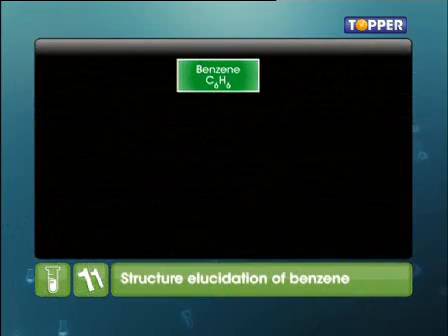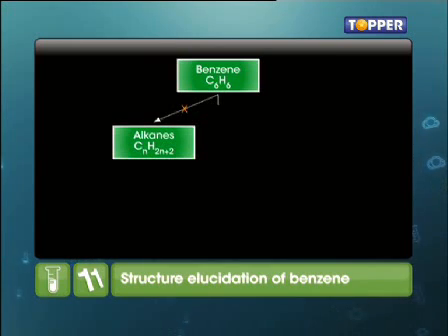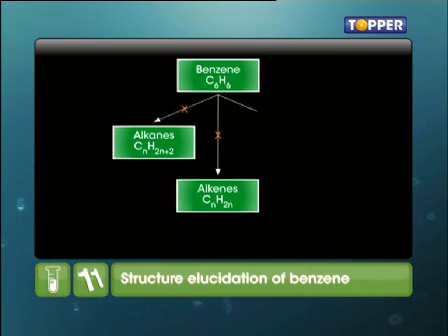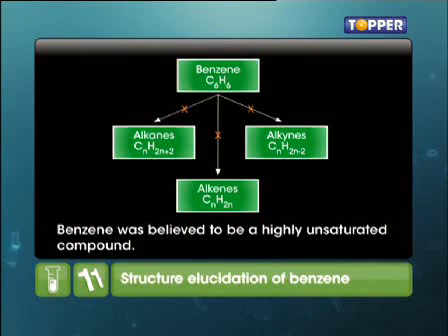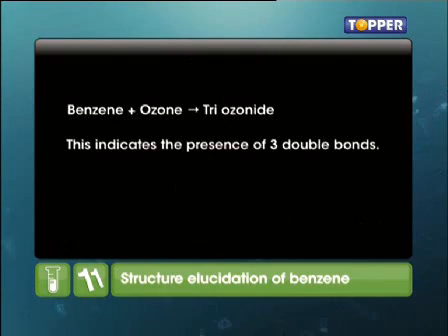The molecular formula of benzene is C6H6. Since this did not match with the alkanes, alkenes or alkynes, benzene was believed to be a highly unsaturated compound. The presence of 3 double bonds in benzene came to the fore when it formed a triozonide on reacting with ozone.